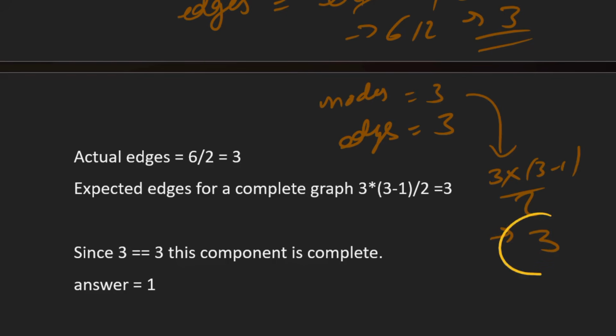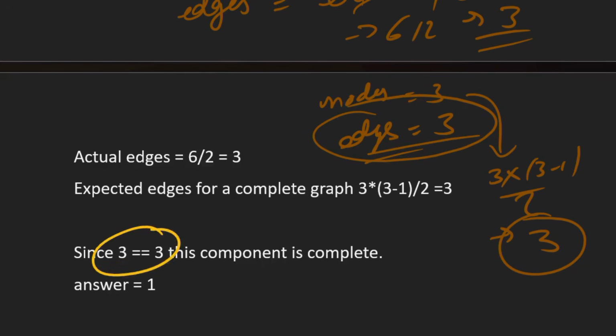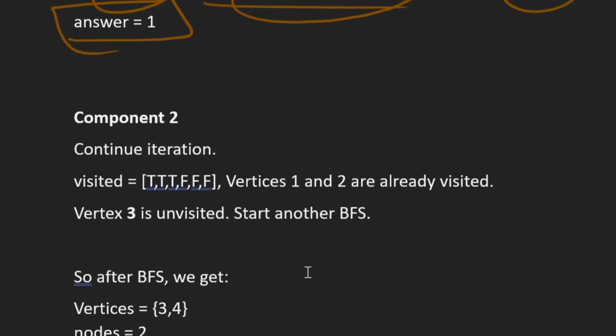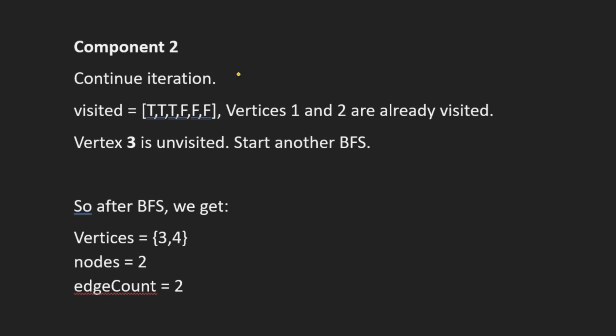So the expected number of edges should be 3, and the actual number of edges is also 3. So both are equal. That means this component is complete. So our answer will become 1, right? That is, we get one complete component. So now we will find the next component.